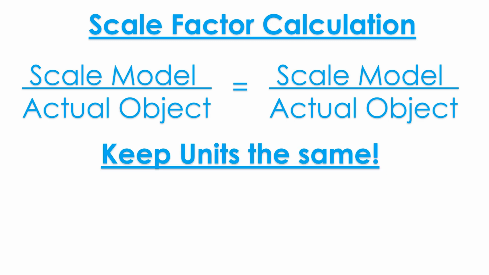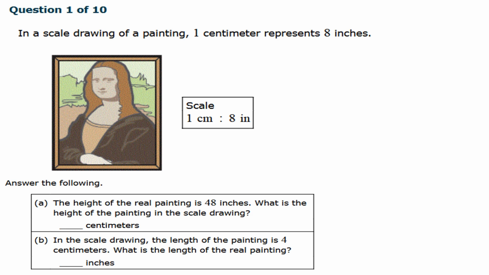What I mean by that is you're going to keep the units the same. We're going to be relating two different sets of units to find what we're looking for. So if you have, for example, inches over feet, on the other side of the proportion, you're going to have inches over feet. Alright, now let's look at question number 1.